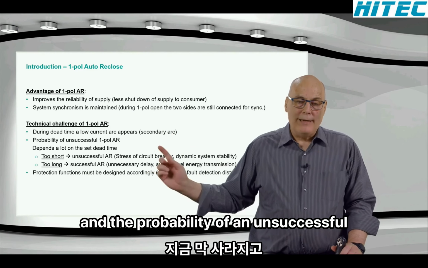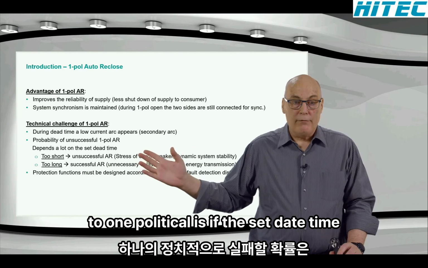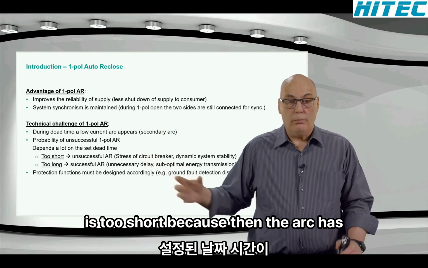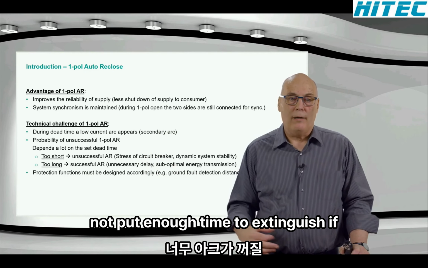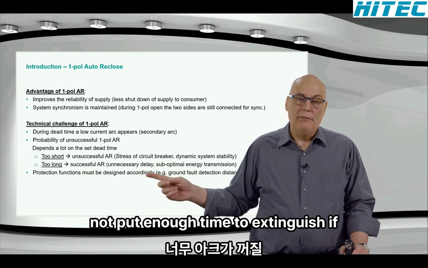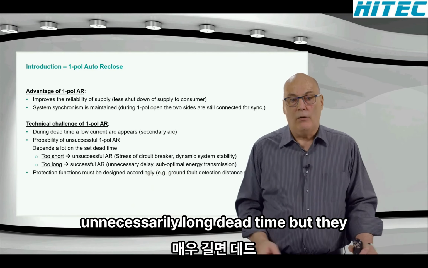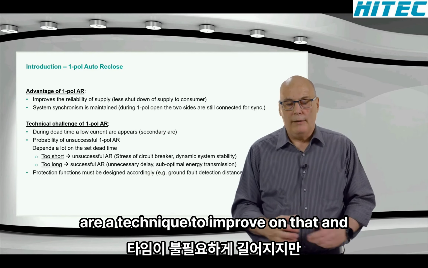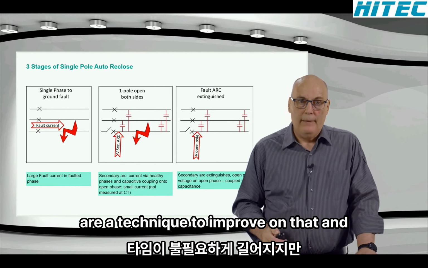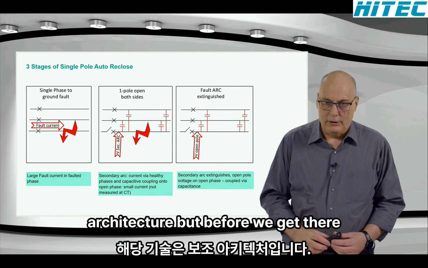And the probability of an unsuccessful 1-pole auto reclose is higher if the set dead time is too short, because then the arc has not got enough time to extinguish. If it's very long, then you have an unnecessarily long dead time. But there is a technique to improve on that. And that technique is the secondary arc detection.